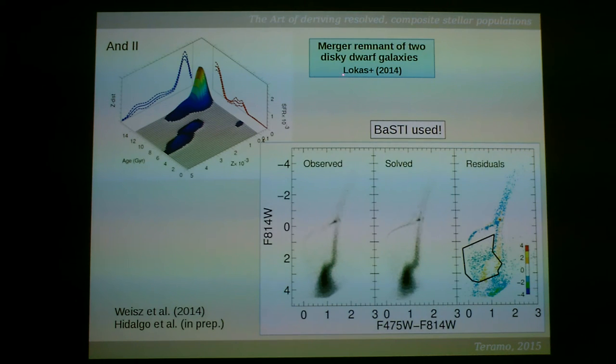So this galaxy, in 2004, was the subject of a paper that said it is a merger remnant of two disk galaxies. And this is very interesting because when we observe the color-magnitude diagram, it has two RGBs, separated, right? And when we model it, we obtain the star formation history for this galaxy. This is the solved star formation history and the solved color-magnitude diagram. We can reproduce the double RGB, you can see here, using the BaSTI stellar evolution library.